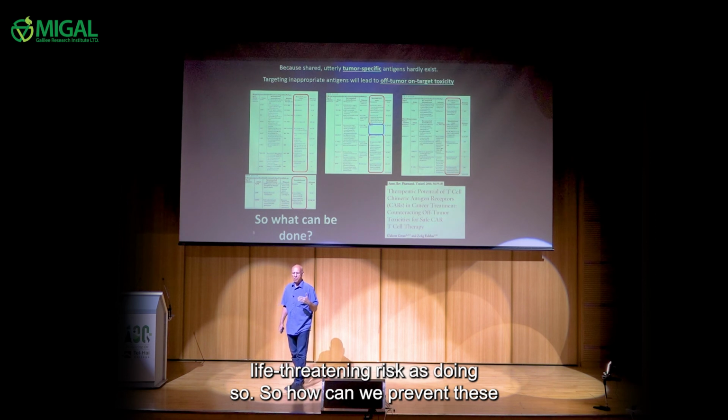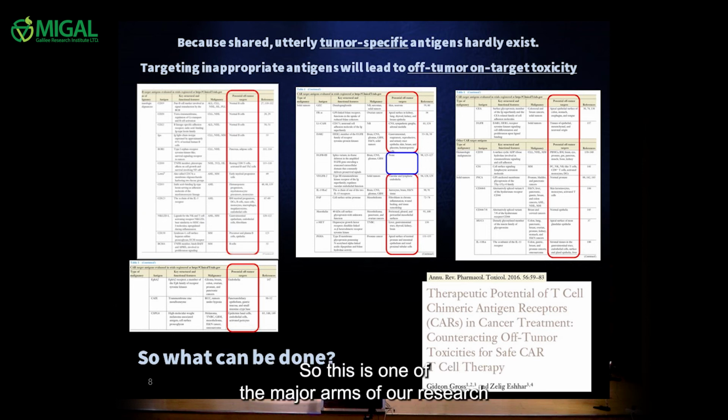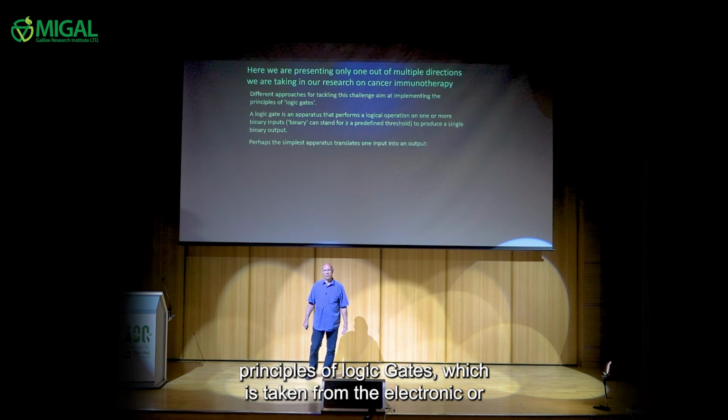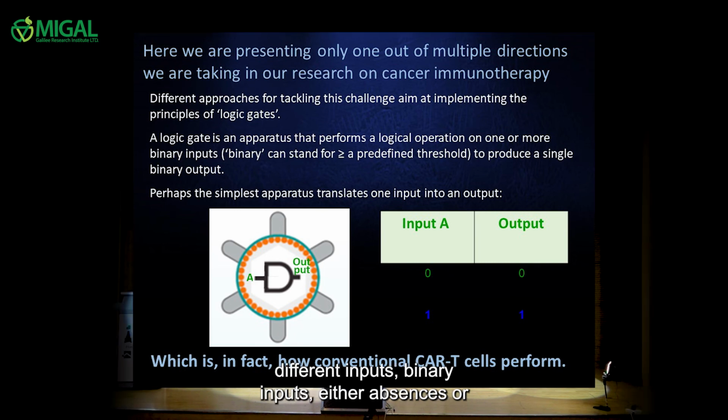So how can we prevent these CAR T cells from attacking normal tissue but still attack cancer cells? This is one of the major arms of our research today in the lab. We try to do this by implementing the principle of logic gates, which is taken from the electronic or computer world. A logic gate is an apparatus that can translate, according to a blueprint of instructions, different binary inputs, either absences or presences, into a binary output.